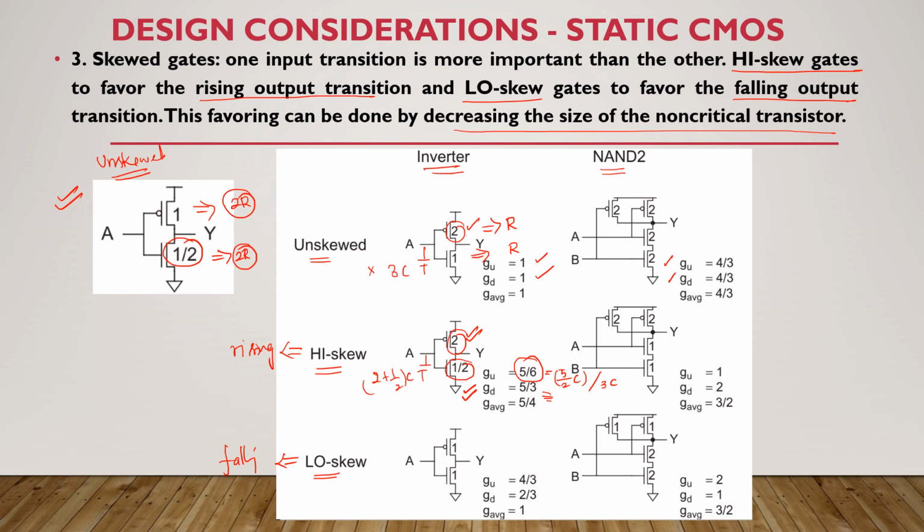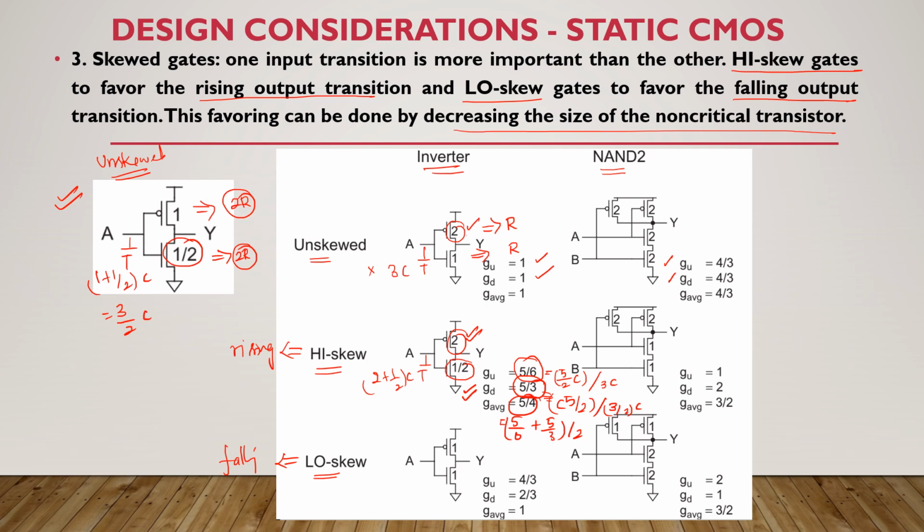So here the capacitance at the input side is 5 by 2 into C, divided by the capacitance at the input side here, which is 1 plus 1 by 2 into C, which is nothing but 3 by 2 into C. So if I divide 5 by 2 into C by 3 by 2 into C, I will get what? 5 by 3, right? So the average is nothing but 5 by 6 plus 5 by 3, divided by 2. You will be getting 5 by 4, right?